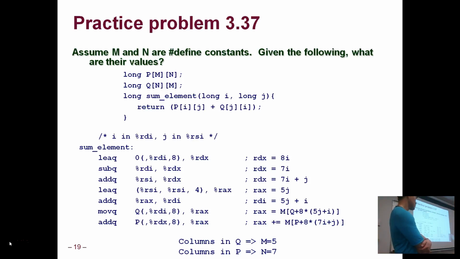Is that right? Yeah, so N is 7. The same way the book has it. This should be exactly the book, right?